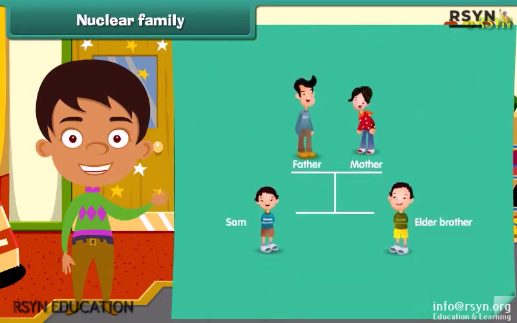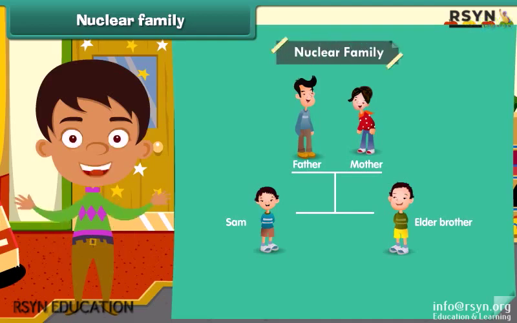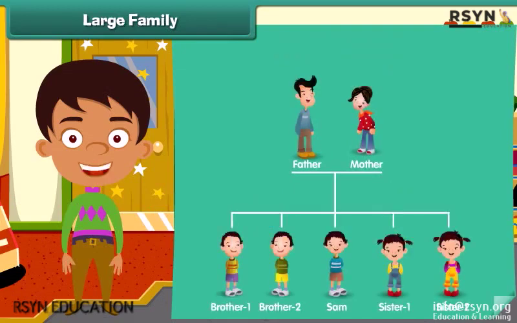Sam lives with his mother, father, and elder brother. You know, this is an example of a nuclear family. Now look at this family chart. What do you notice? We notice that the parents with more than 2 children form a large family.